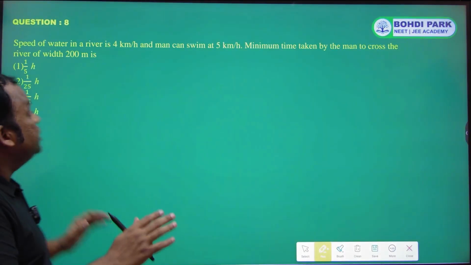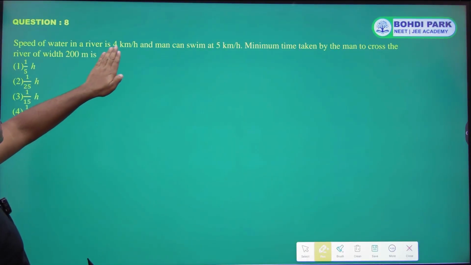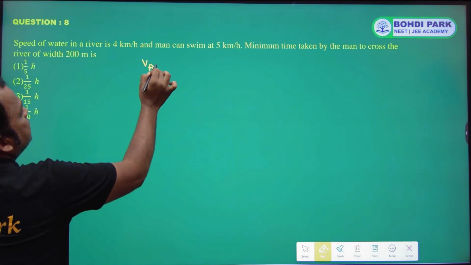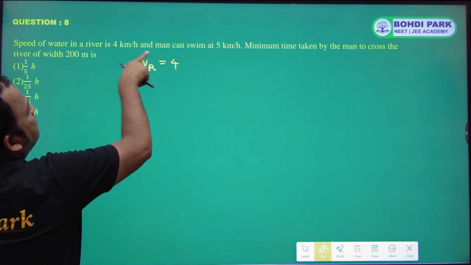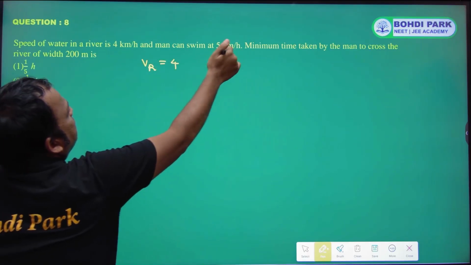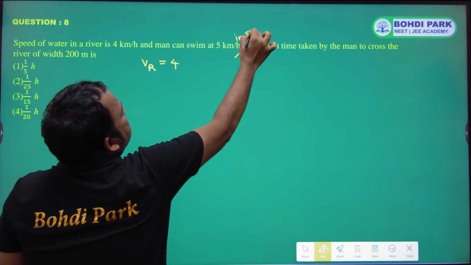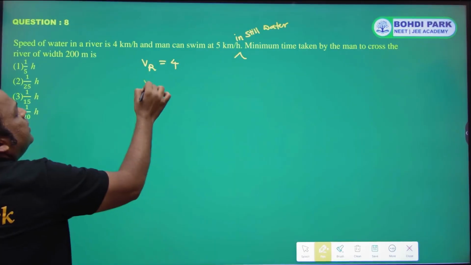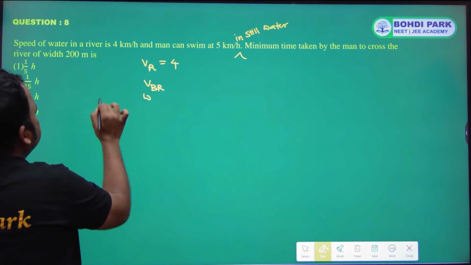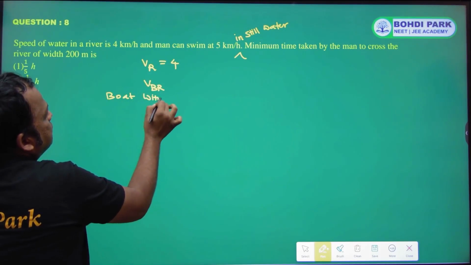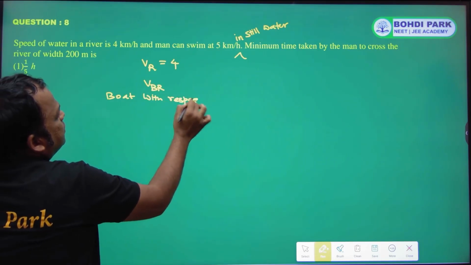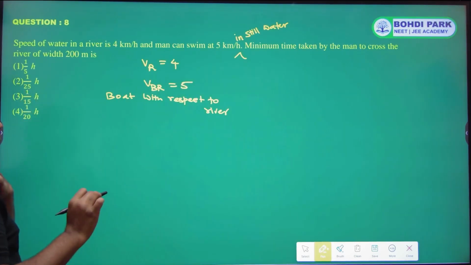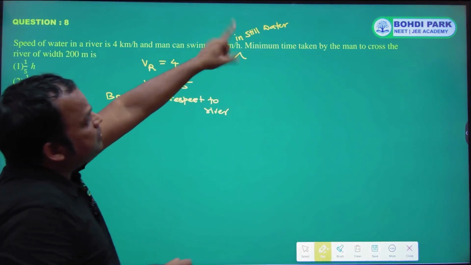Now eighth question. Speed of water in a river is 4 kilometer per hour. So that is velocity of a river is 4 kilometer per hour. Man can swim at 5 kilometer per hour in still water. It is missing in the question, you write down it is still water. So this is VBR, boat with respect to river. Velocity of boat with respect to river is 5. Minimum time.